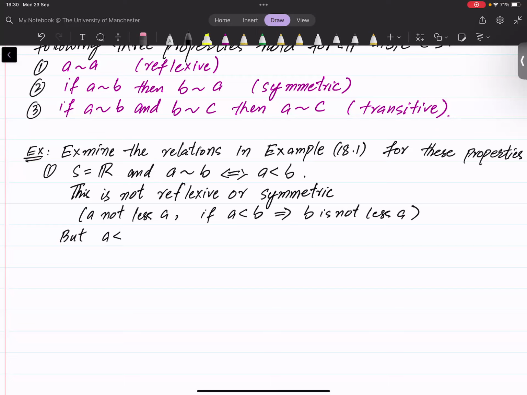But if A is less than B and B is less than C, then A is less than C. So this is transitive. But this means that this relation is not an equivalence relation.